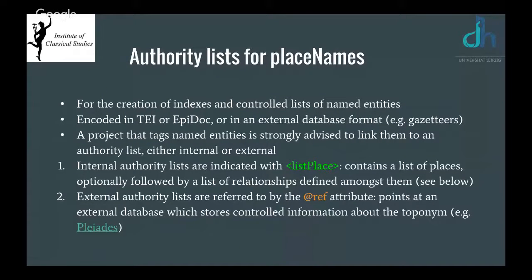You can establish your own authority list, which would be internal, indicated with listPlace, that can have some additional information like the relationships defined between those places, or a reference, which would be good practice, and I would recommend that. You can have a reference to an external authority list, such as the gazetteers, for example, by using the ref attribute. The ref attribute points to an external database, so for example, Pleiades, to the URL that is referring to the place that you are annotating. And there you can refer to this kind of controlled information. So again, the classical type of annotation that we described at the beginning.